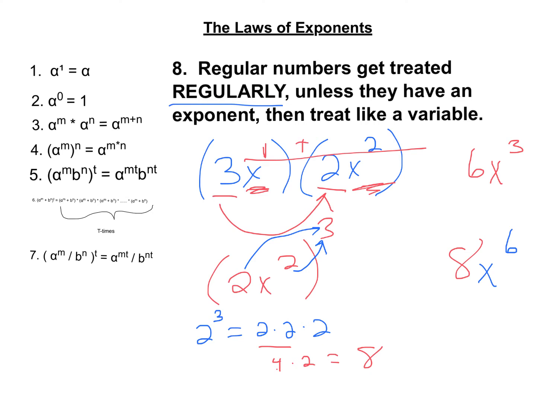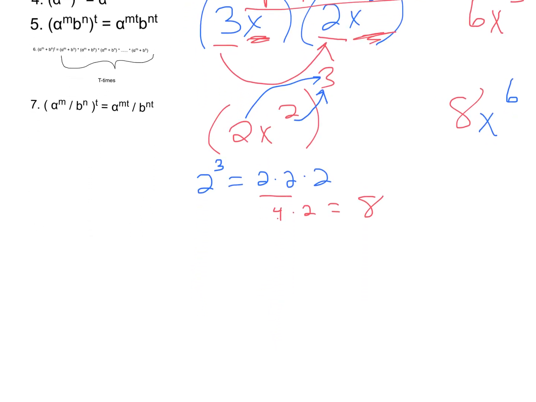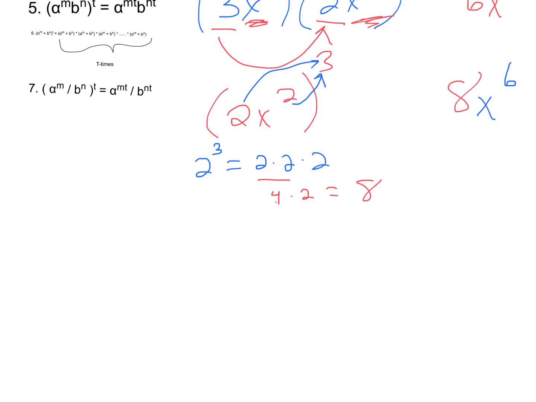This rule has one exception. It's unless the regular number has an exponent, then we treat it like a variable. So let me show you what I mean. Let's say I have 2 squared times x to the third, being raised to the second power.